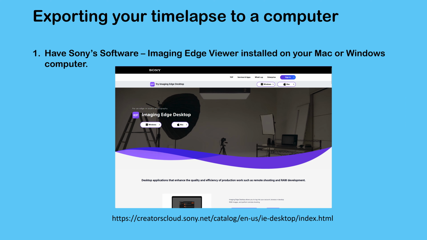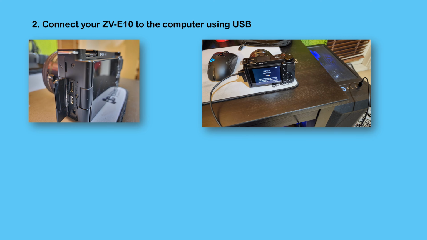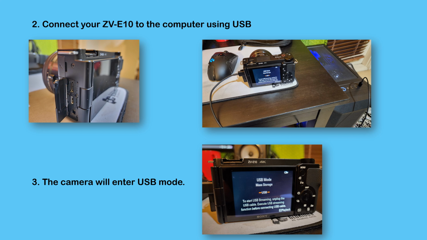You can now also export your time-lapse to a computer. Firstly, have Sony Software Imaging Edge Viewer installed on your Mac or Windows computer. Then connect your ZV-E10 to the computer using USB. Turn the camera on and it will enter USB mode.